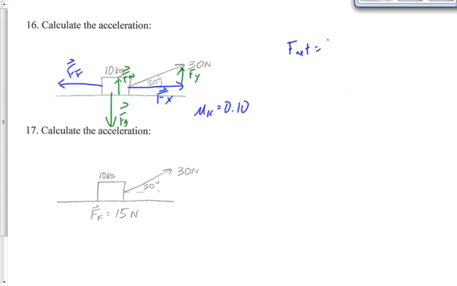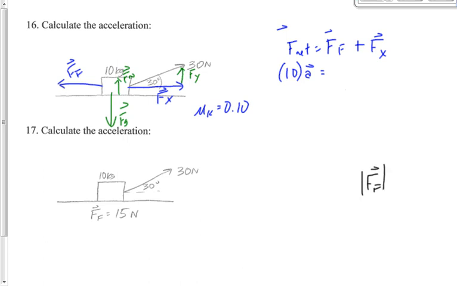F net is equal to FF plus Fx. Right? Remember, the green forces have canceled out. They're gone. The only forces that we have left are the blue forces here. Force of friction to the left, the x component of the applied force to the right. Now, the mass here is 10 kilograms. The acceleration is what we're looking for. FF, hey, we don't know what that is. Let's go down here and let's figure out what FF is.